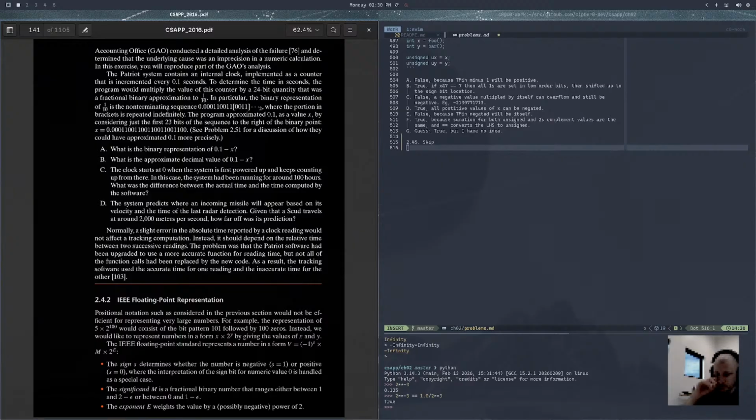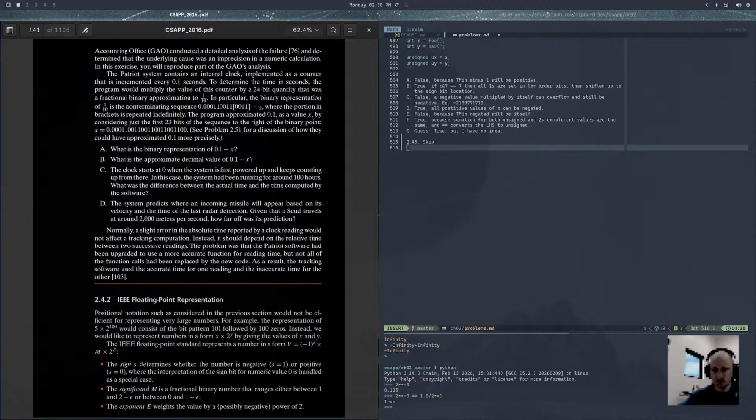Normally, a slight error in the absolute time reported by a clock reading would not affect a tracking computation. Instead, it should depend on the relative time between two successive readings. The problem was that the Patriot software had been upgraded to use a more accurate function for reading time, but not all of the function calls had been replaced by the new code. As a result, the tracking software used the accurate time for one reading and the inaccurate time for another. That's a bummer.